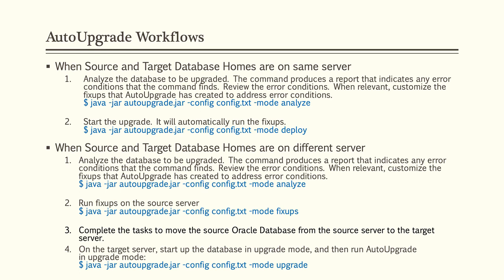So imagine you are on an 11.2.0 database on host A where the Red Hat version of Linux is 6.10, and now you are on a different machine, on a 19C which runs on Red Hat Linux 7. So source and targets are on different hosts. Then what do you do? You go on to the source host, run analyze. You do the fixup on the source host. Then you copy the database from the source host to the target host, and then you run the actual upgrade.